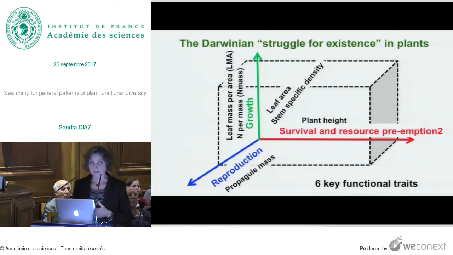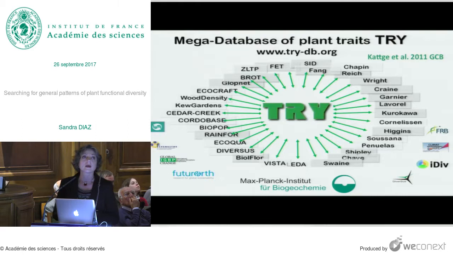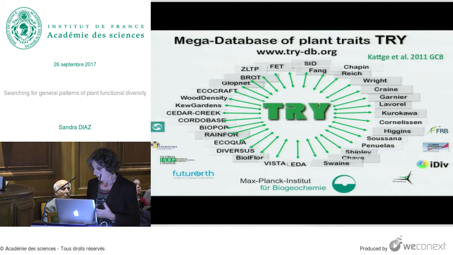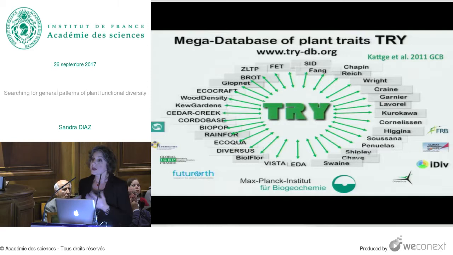Now, putting together a data set of all these traits for thousands and thousands of plants worldwide wasn't a trivial undertaking. We were only able to do this thanks to TRY, the world's first and largest global communal repository of information on the traits of vascular plants. This is a relatively young initiative. It's only about 10 years old. It was founded by a very small number of scientists, including prominently Sandra Lavorel, a member of this academy, and also myself. And since that moment, TRY has grown exponentially and now has an enormous amount of information and has served more than 3,000 projects worldwide.